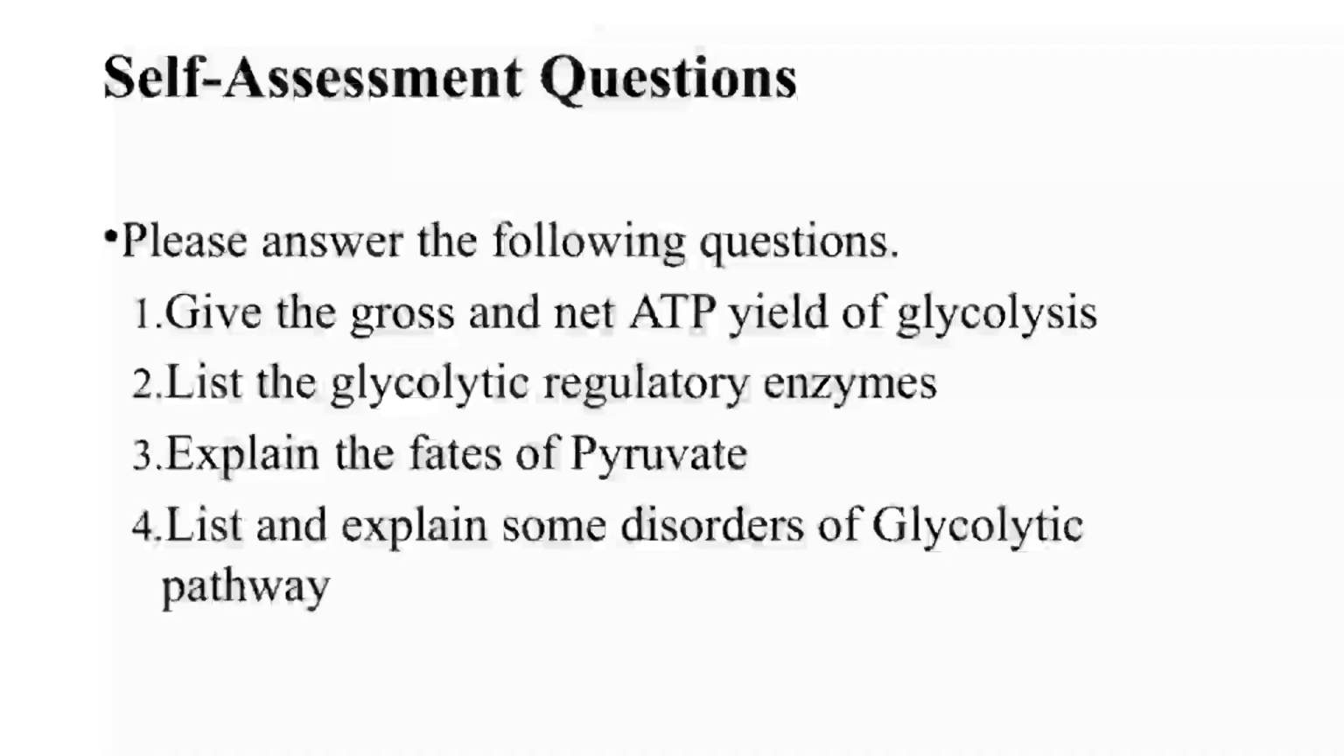These can include enzyme deficiencies like pyruvate kinase deficiency, which leads to hemolytic anemia, or phosphofructokinase deficiency, causing exercise intolerance. Understanding these disorders highlights how vital proper glycolytic function is for overall health. So these questions help us connect the biochemical pathways to their physiological importance and clinical relevance, reinforcing how glycolysis fits into the bigger picture of cellular energy metabolism.